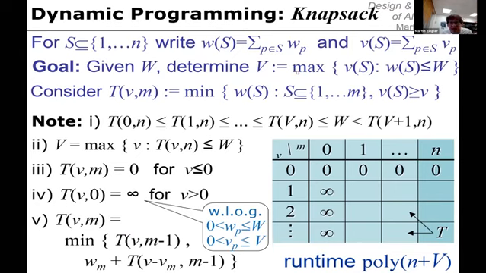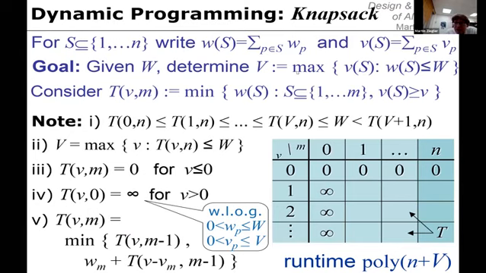Robert asked whether the running time is n times v, and I wrote the running time is polynomial in n plus v. So yes, that's a great question. Thank you, Robert. And the answer is essentially yes, both.